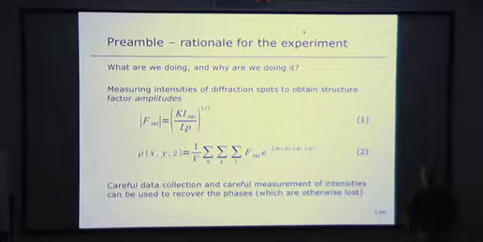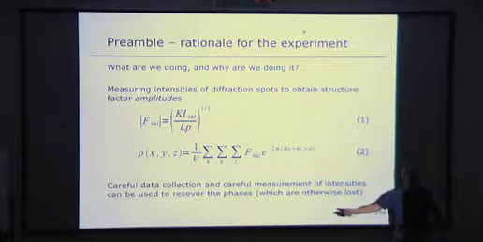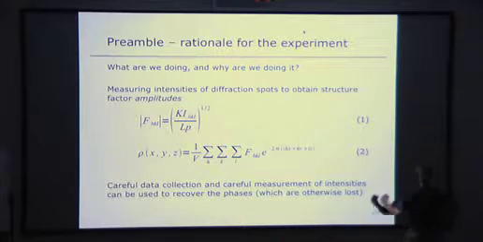Why are we doing the X-ray experiment is a really important question to think about before you collect the data. What we're doing is measuring the intensities of the diffraction spots on our images so that we can get their structure factor amplitudes, given in the first equation. The reason we want to do that is to get the electron density out. The electron density is what gives us our structure. Forget about the nuclei, it's the electrons we're after.